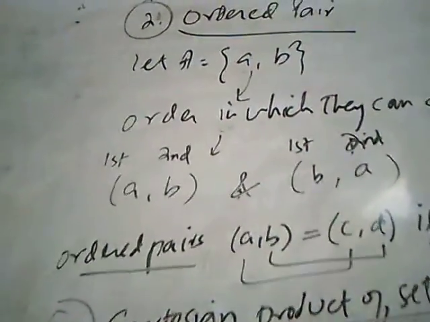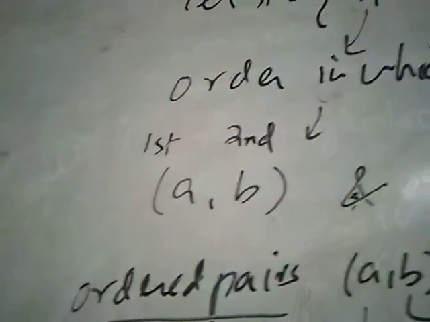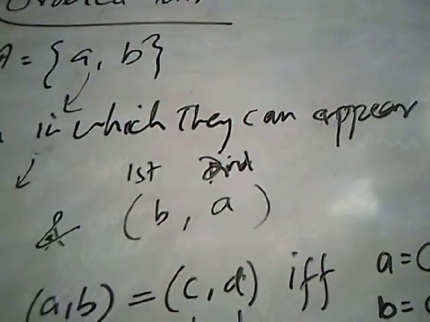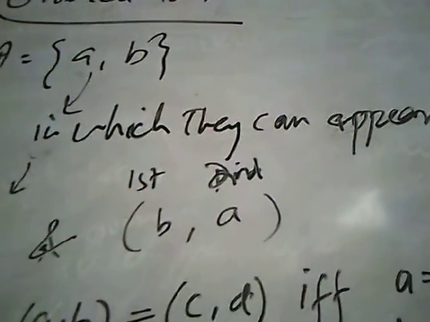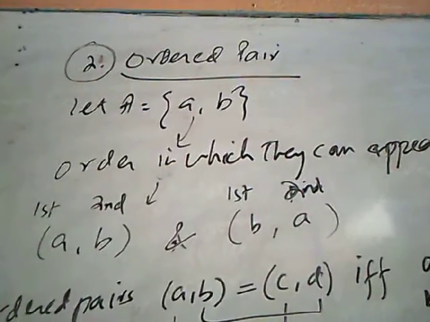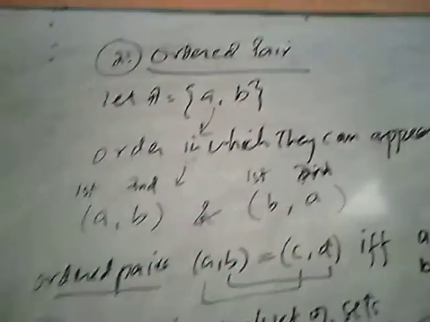First is that the first element you take is A, the second element you take is B, and then there is another possibility that you take B as the first element and then A as the second element. So, ordered pair is actually the order in which elements of a set can appear.